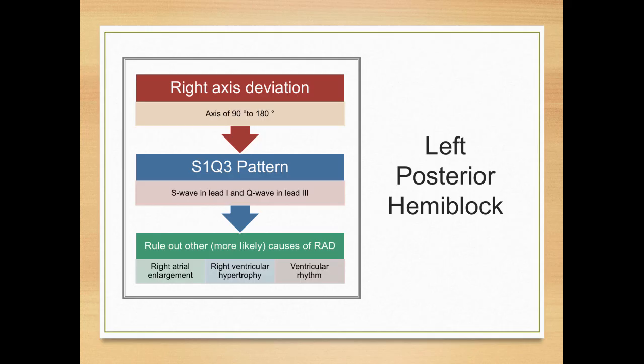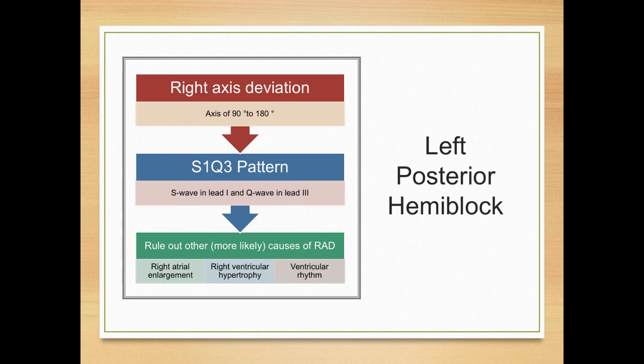So again, we're looking for right axis deviation. A right axis deviation kind of gives us an indication for posterior hemiblock. We're thinking this might be a left posterior hemiblock. I've got right axis deviation, so it might be a hemiblock. Maybe. So our second step is, is there an S1Q3 pattern?